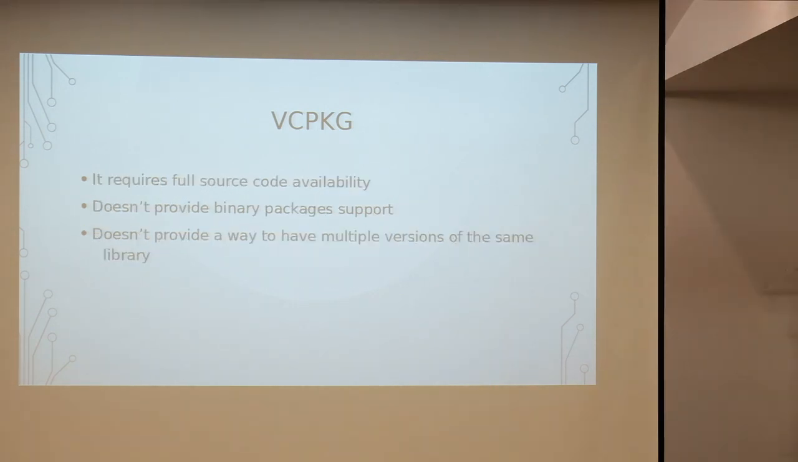Nothing's perfect. So, problems with vcpkg. You need to have the full source code of the library. So this tends to be open source projects, libs, and things like that. It doesn't have binary package support. I'm going to talk about other ones that do. That's a con. Something else very annoying: it doesn't provide a way to have multiple versions of the same library by standard.